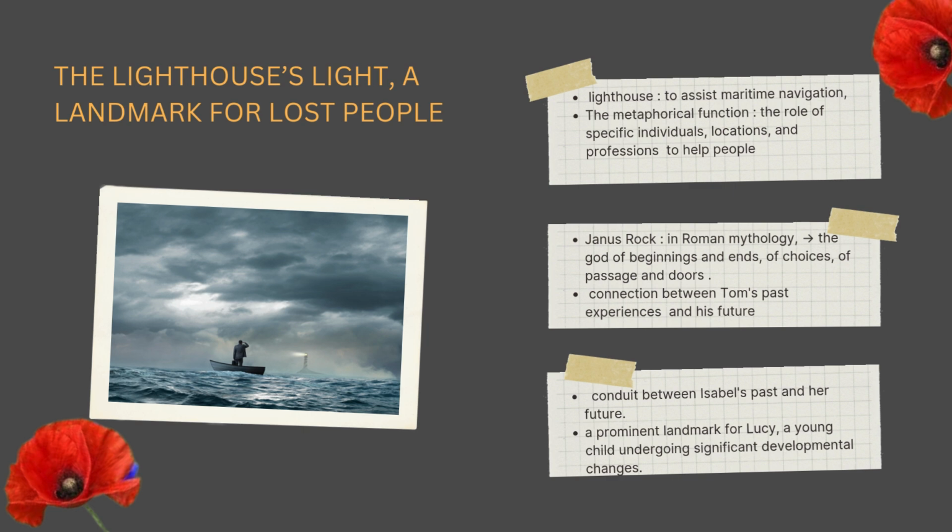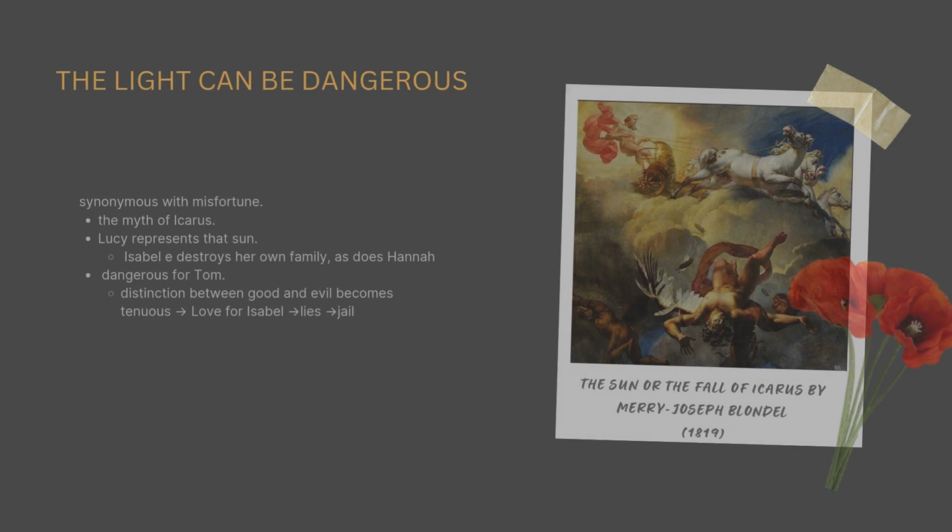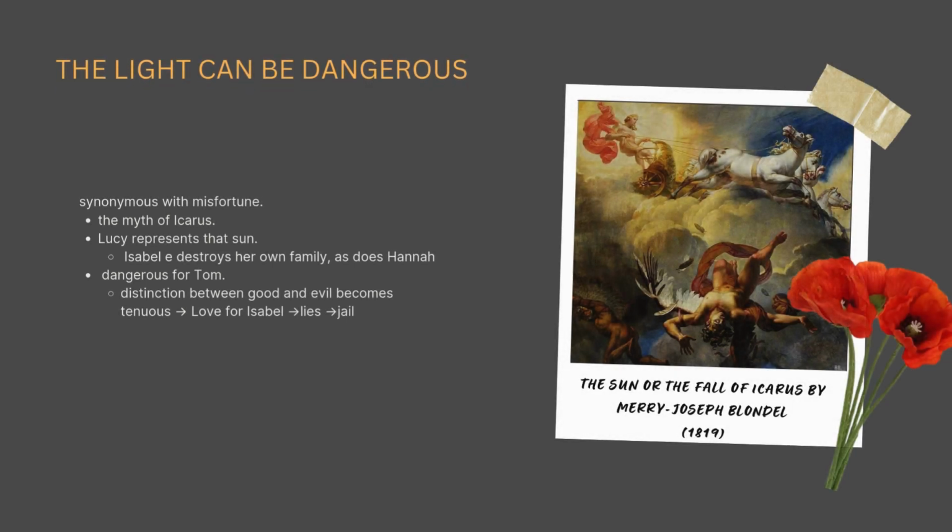Lucy's identity is built around the island and lighthouse, preventing her full integration. Her grandfather merges the name to symbolize his duality. Although light is synonymous with hope, it's also sometimes synonymous with misfortune. Take the myth of Icarus. Icarus tries to fly so close to the sun with his wax wings that he destroys them and falls. In a way, Lucy represents that sun. Isabel tries so hard to preserve her that she destroys her own family, as does Hannah, who tries to make her rediscover her former identity as Grace.